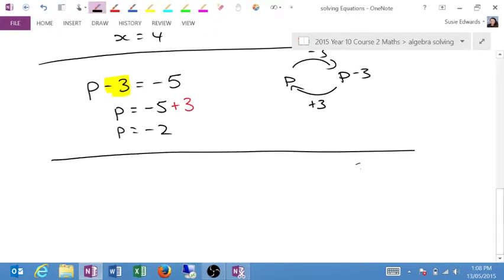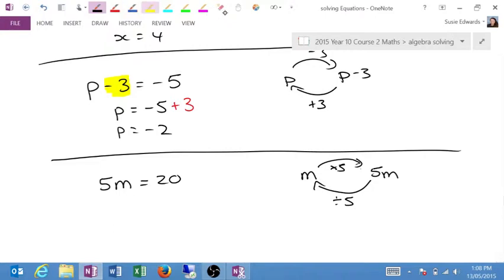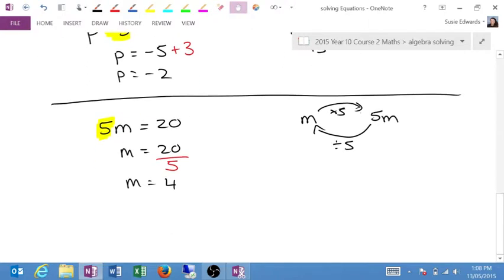All right. Then we keep going. So what about 5m equals 20? How did we get from m to 5m? We multiplied by 5. So to get back, we have to divide by 5. So we're getting rid of the 5. We end up with m equals 20 there. We can't just get rid of the 5, we have to put it on the other side, so it becomes 20 over 5. So m equals 4. Last one.